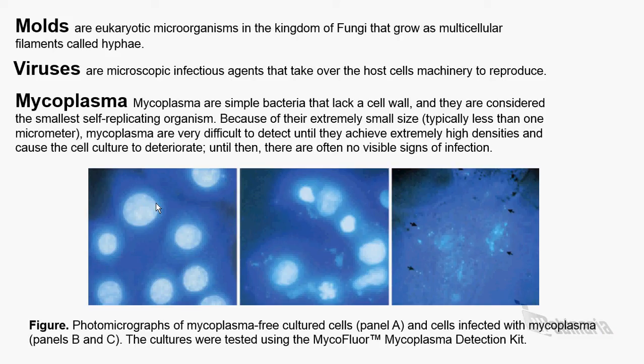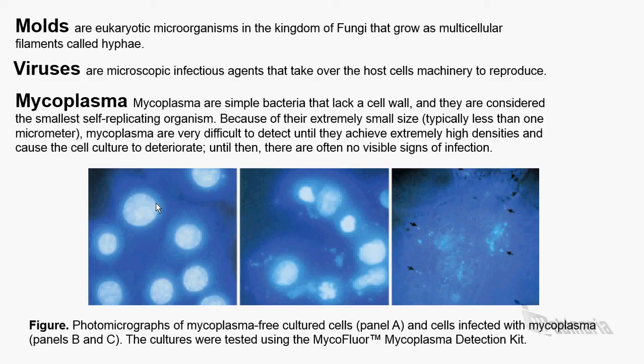Another biological contaminant is virus. Viruses are microscopic infectious agents that take over the host cell machinery to reproduce. Their extremely small size makes them very difficult to detect in culture and to remove from reagents used in cell culture laboratories. Most of the viruses have very stringent requirements for their host. They usually do not adversely affect cell culture from species other than their host. However, using virally infected cell culture can present a serious health hazard to laboratory personnel.